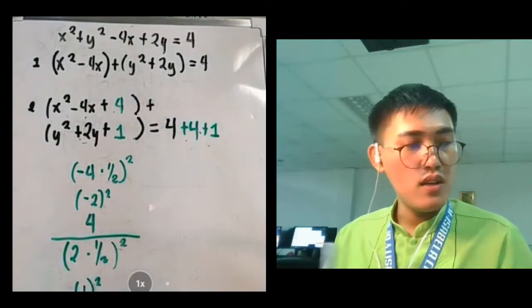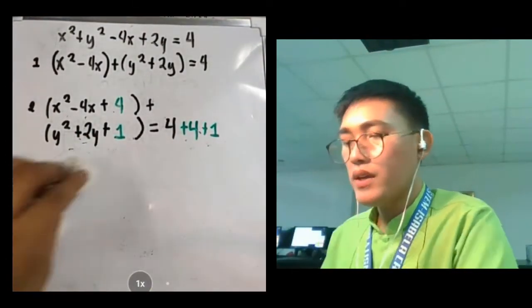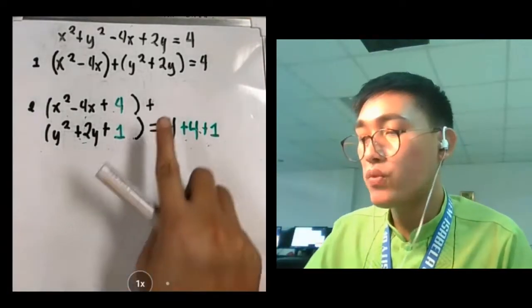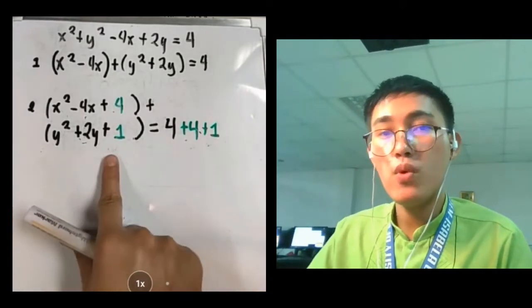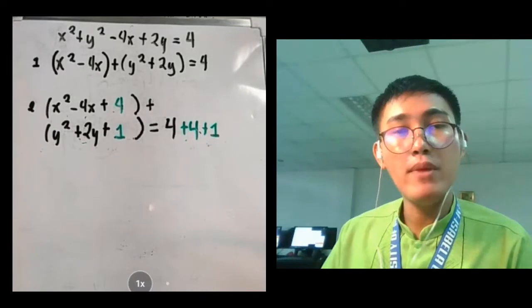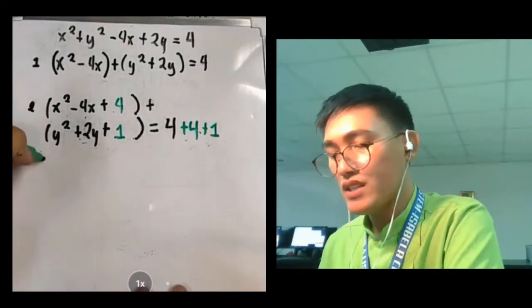Alright, so let us rewrite. I'll just erase this part. Okay, so we have now x squared minus 4x plus 4 plus y squared plus 2y plus 1 equals 4 plus 4 plus 1. To end step number 2, we should perform the operation involved there. So what are we going to do? You just copy this.